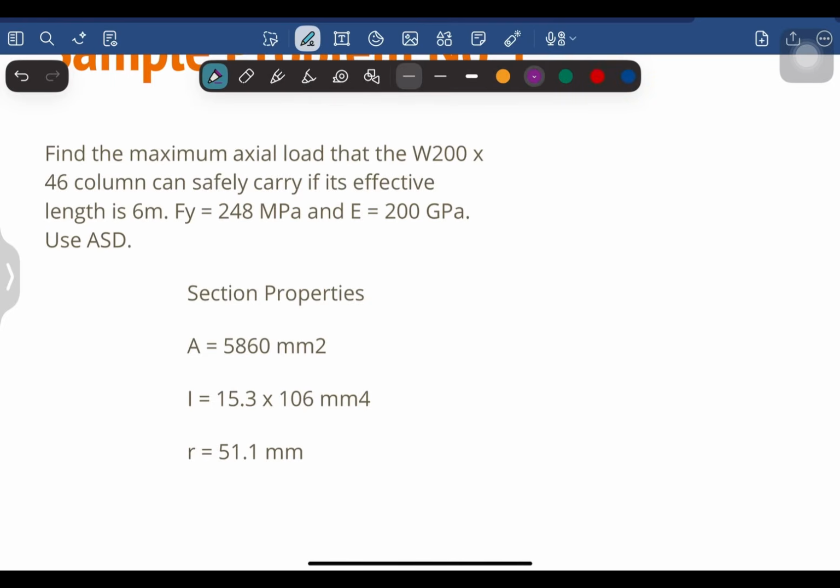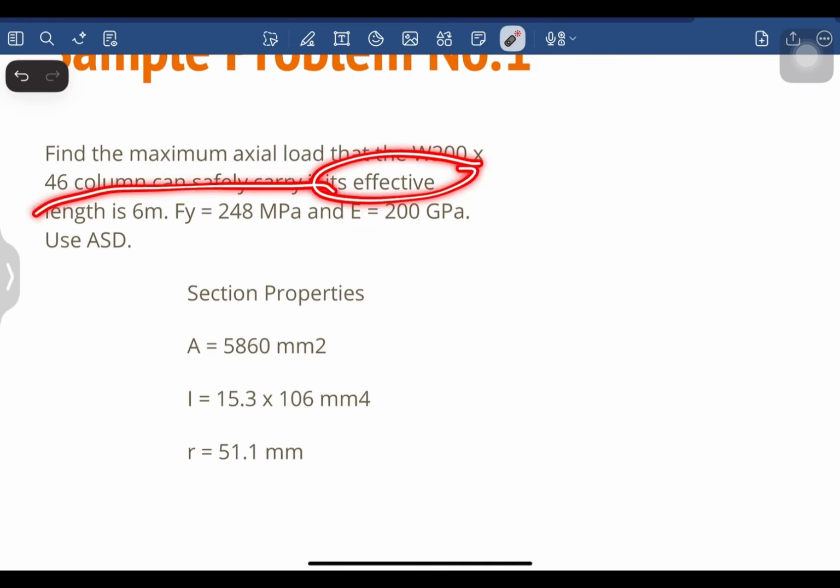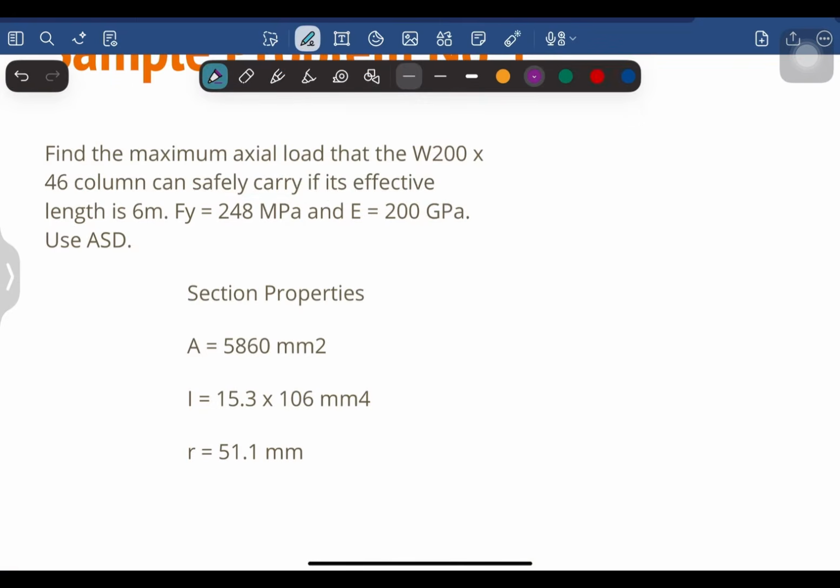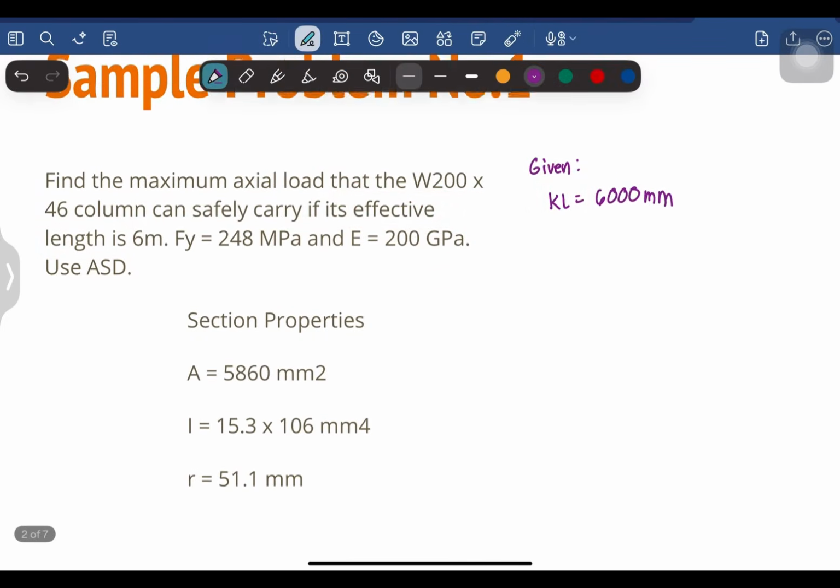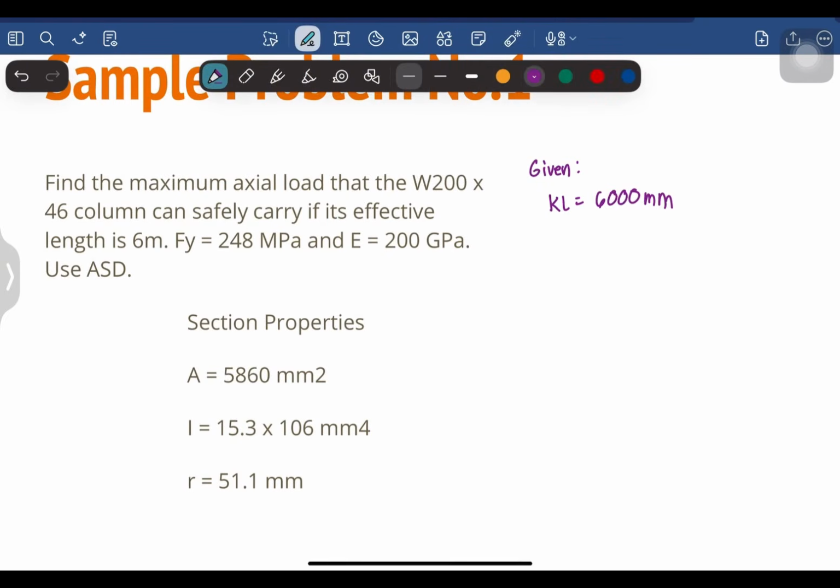So the given effective length is 6,000. So take note that effective length is also equivalent to KL. So you have to convert it to mm. So this becomes 6,000 mm. So no need na to get the K since yung giniven na, buo na binigay yung effective length na KL. So that is equivalent to 6,000. Lagay ko lang dito yung term nito is also known as effective length.